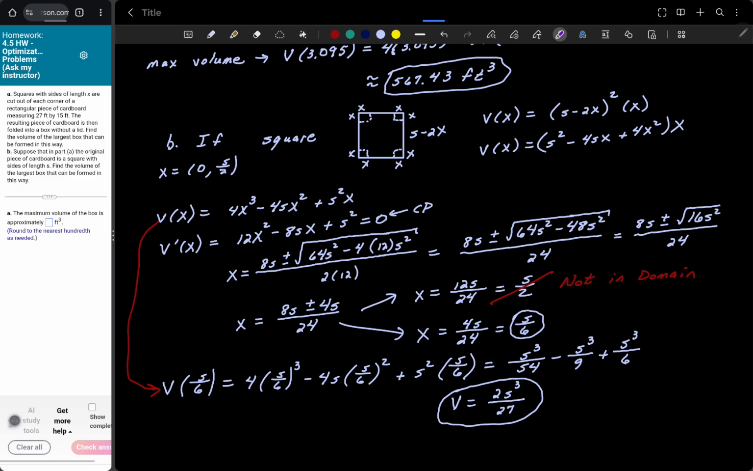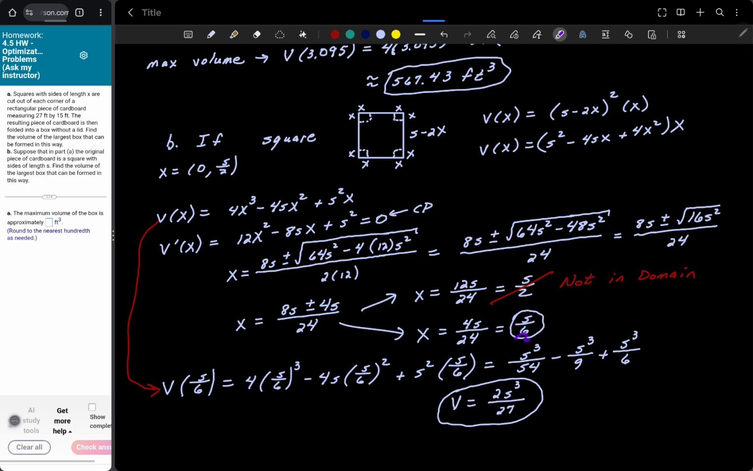Okay, so with that in mind, I came down here and said, if I evaluate 8s plus 4s, I get 12s. 12s over 24 is s over 2. That can't happen, because if the height is s over 2, then your base would be equal to 0. You wouldn't have a box. You see, that can't be in the domain. For my second one, 8s minus 4s, I get 4s in the numerator over 24. That's going to reduce down to s over 6.